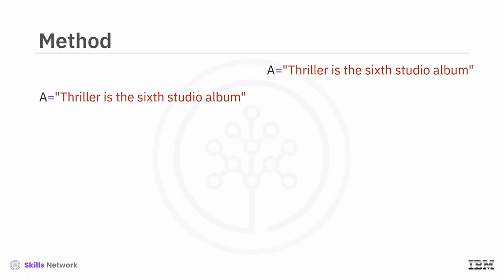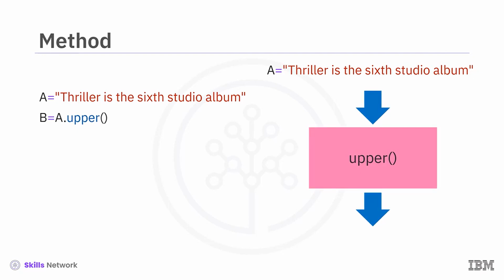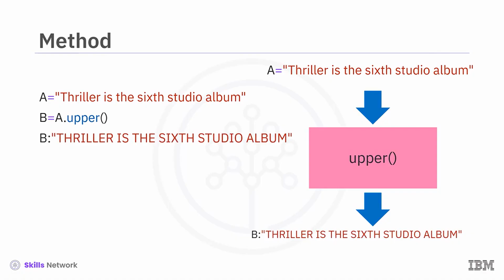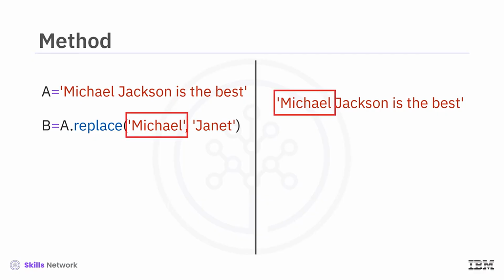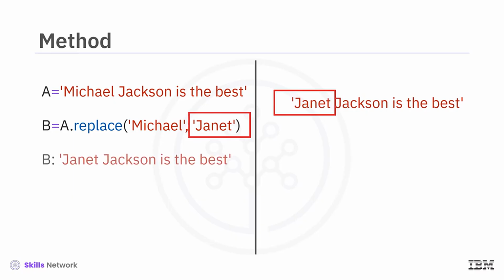This method converts lowercase characters to uppercase characters. In this example, we set the variable A to the following value. We apply the method upper and set it equal to B. The value for B is similar to A, but all the characters are uppercase. The replace method replaces a segment of the string, i.e., a substring, with a new string. We input the part of the string we would like to change. The second argument is what we would like to exchange the segment with. The result is a new string with the segment changed.